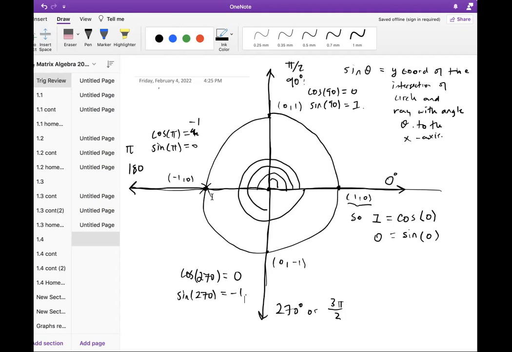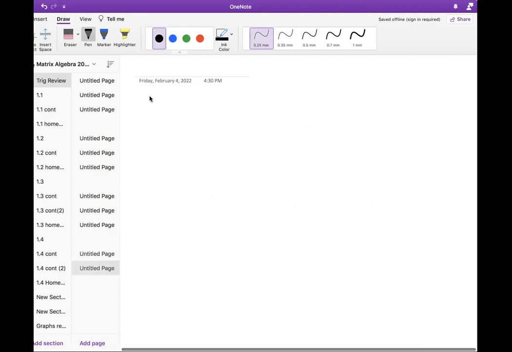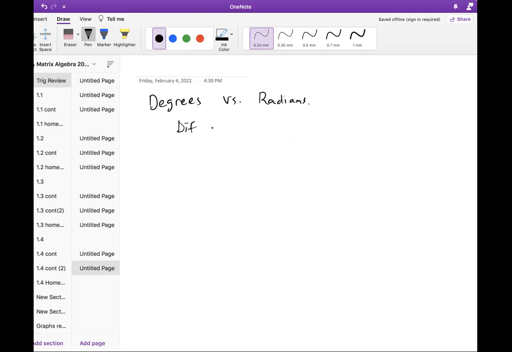Do you know about degrees and radians? Okay, so degrees versus radians. It's just a different way to measure angles.